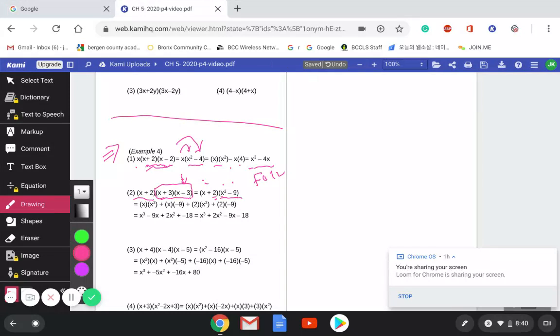So first one with the first one, x times x squared, and outside one, plus x with a negative 9, plus 2 inside one, 2 with x squared, plus 2 with the last one, 2 with negative 9. I end up with x cubed, negative 9x, 2x squared, negative 18. Okay, so that becomes the answer.